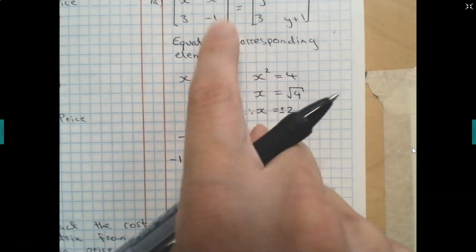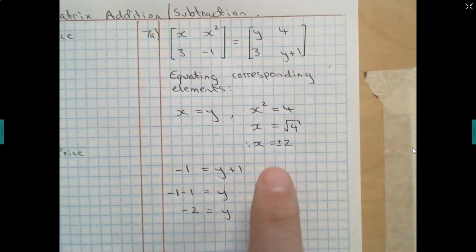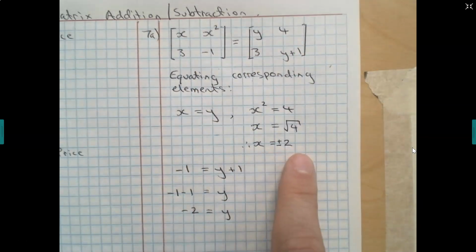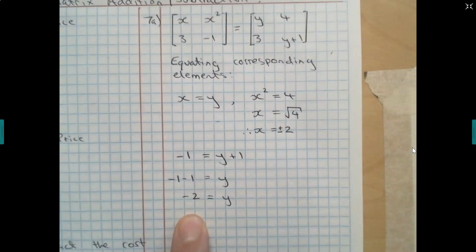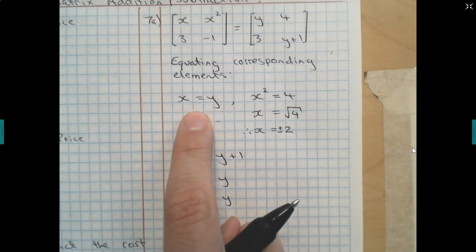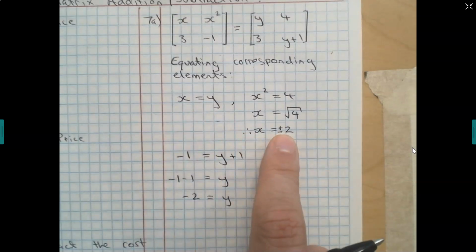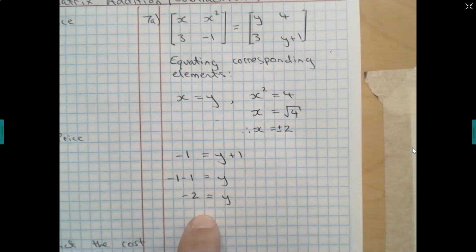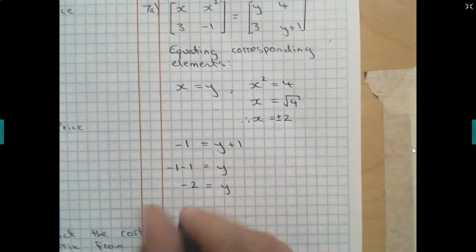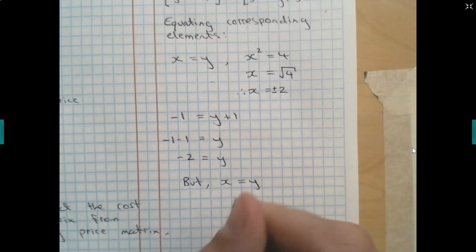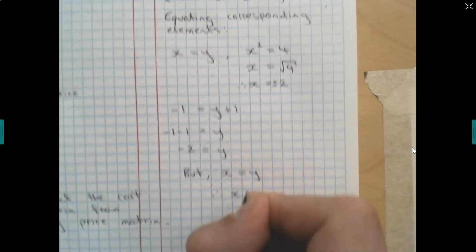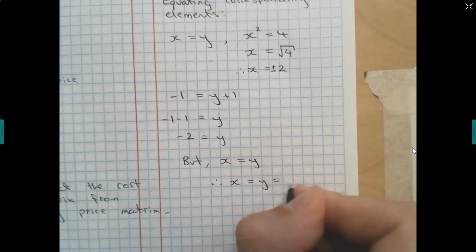Now, this is why it was very important for me to check this one out. Because you know how originally we said that x was equal to plus or minus 2? Now, I've just worked out that y is equal to negative 2. See how we saw that x is equal to y? So does that mean that x could be positive 2? No, x has to be negative 2. So you have to check all of the values in the matrix. So I would say, but x is equal to y, therefore x equals y equals negative 2.